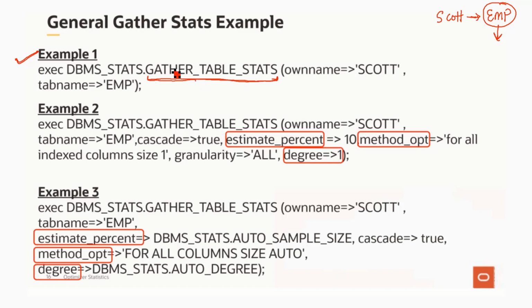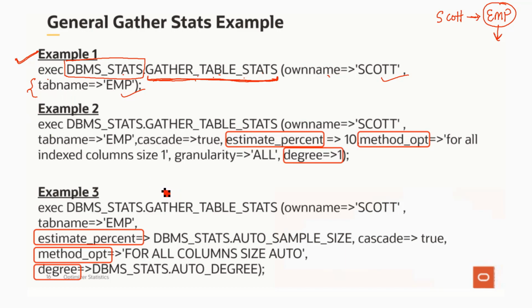To run this procedure, you use exec, which means execute, followed by DBMS_STATS and the procedure name you want to execute. In parentheses, you specify the username as well as the table name for which you want to gather stats. If you want to gather the statistics of a schema, then instead of GATHER_TABLE_STATS, you should mention GATHER_SCHEMA_STATS, and give OWNNAME equal to Scott. That's it, you do not need to specify the table name here.